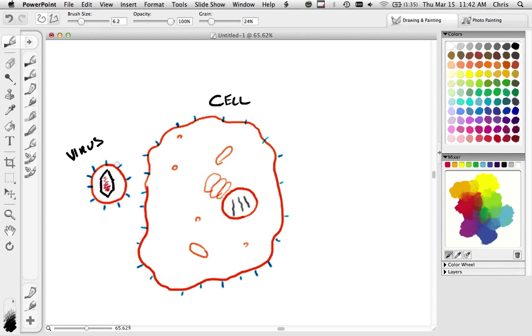And I mentioned these blue proteins right here are sort of like keys, and they can unlock the lock of certain cells. And it just so happens that cells have proteins sticking out as well. And if these two proteins were to match up, then the virus can gain entry into the cell. And also notice that this virus is sort of acting like a cell. It's in disguise. The cell doesn't really want the virus in here, so the virus has to fool the cell somehow into gaining entry, and this is how it happens.